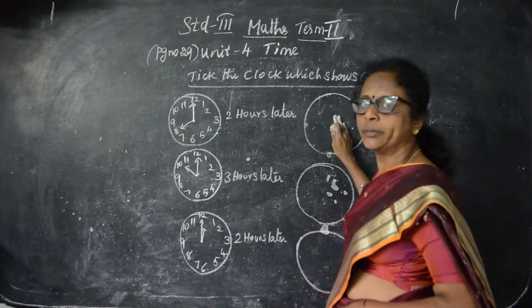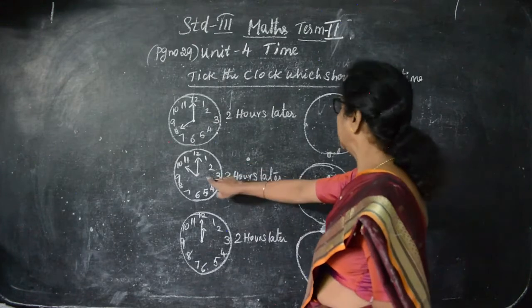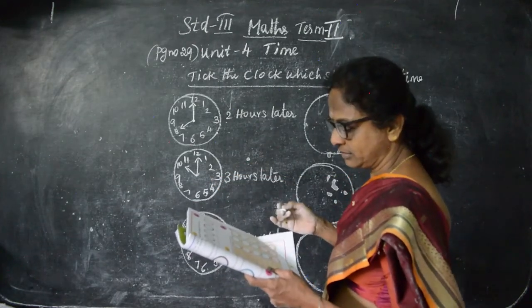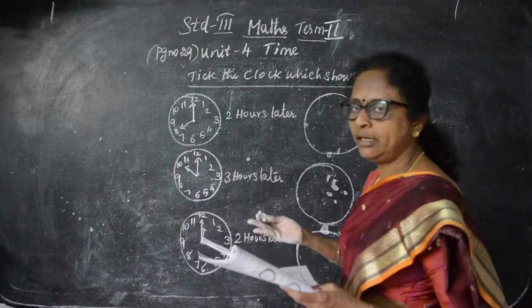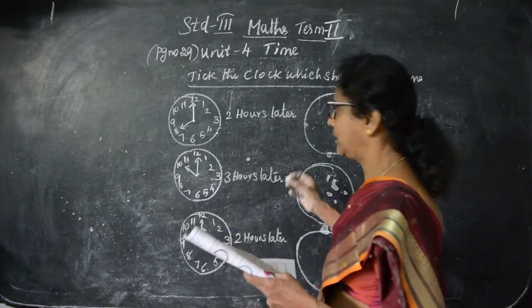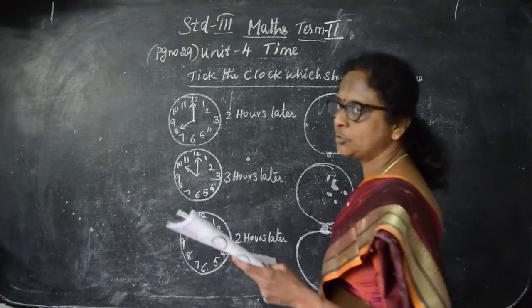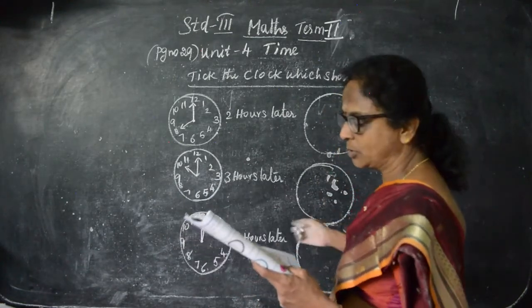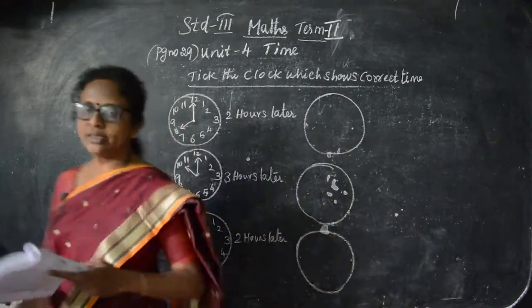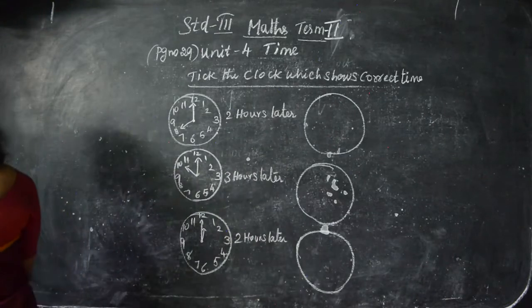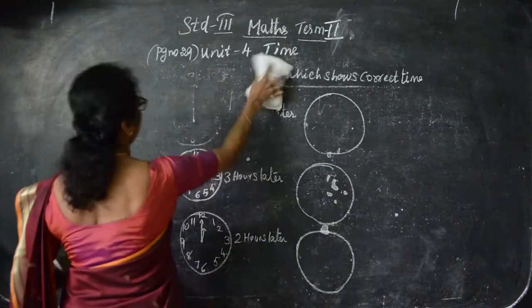Draw 10 o'clock. In the same way, 10 o'clock, 3 hours later: 10, 11, 12. So you can draw the 12 o'clock. 10, 11, 12. I mean 1 o'clock. Then 12 o'clock, 2 hours later, not 2 o'clock. So you write the time and draw the hands of the clock. So in this they are given the options, but in some of the sums they won't give the options. So you can just write it straight away.